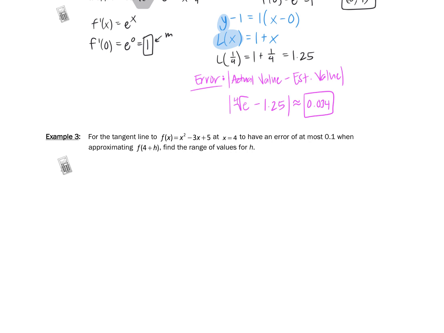All right. Last one here. We've got a tangent line to the function f of x is equal to x squared minus 3x plus 5 at x equals 4. And then we'll talk about what the rest of that stuff means here in a minute. But what I want you guys to do right now is find your tangent line to this function when x equals 4. So kind of do those first 4 steps there. Figure out what is your tangent line equation, what is your linear approximation equation, and then we'll talk about what the rest of that error stuff means here in a minute.